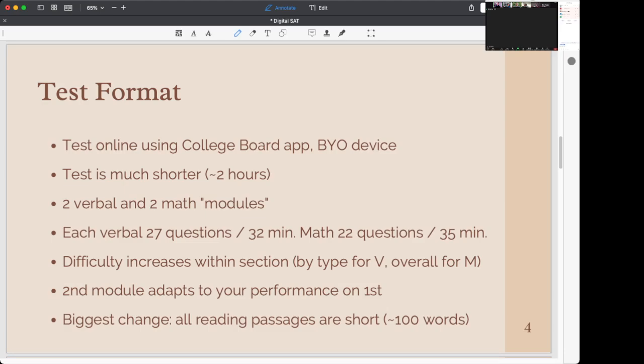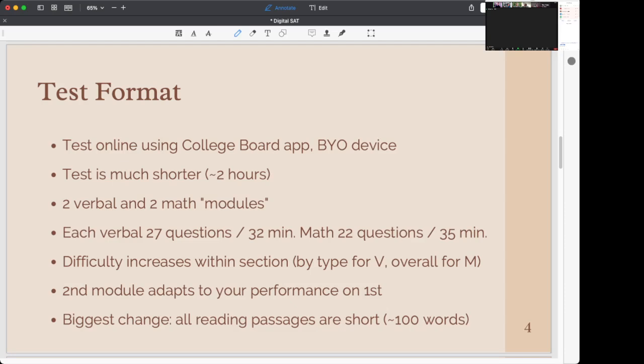Students need to download that app, the Blue Book app, onto their device. By device, we typically mean a laptop, though you can take the test on an iPad as well. I don't think you can really take it on a phone. But anyway, you're going to download that, and it's going to be online at your school, just taken on your device. So it's interesting that it's BYO device as opposed to taking it on a school computer. So I think the big change about the test is it's shorter. It's only 2 hours and 15 minutes, something like that.